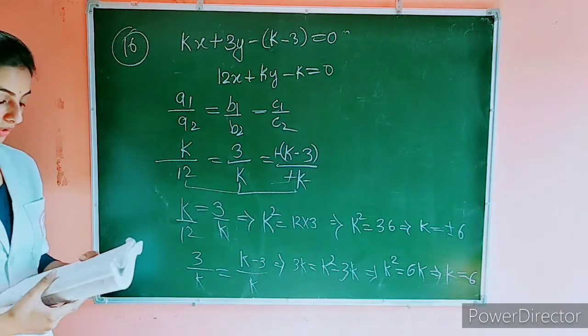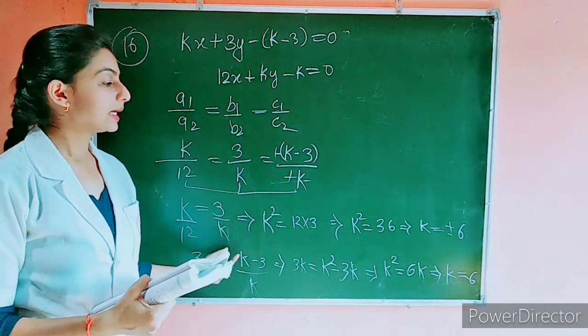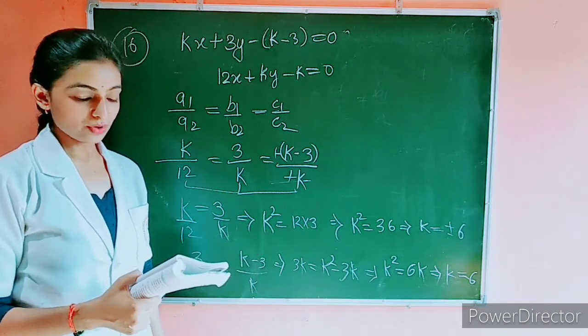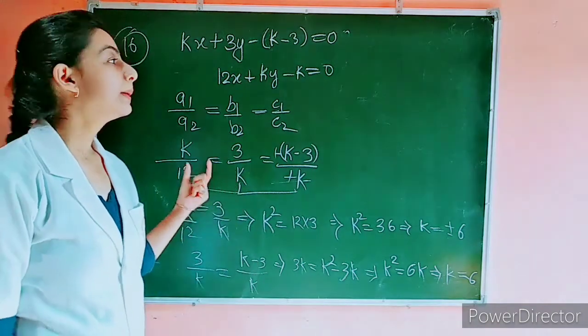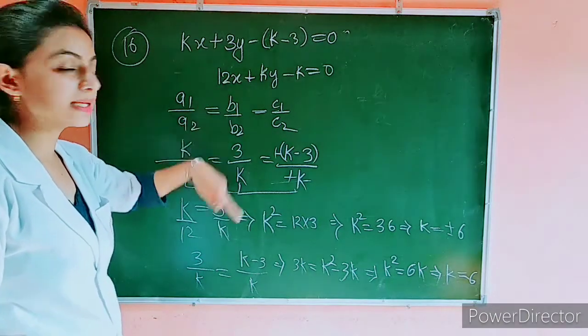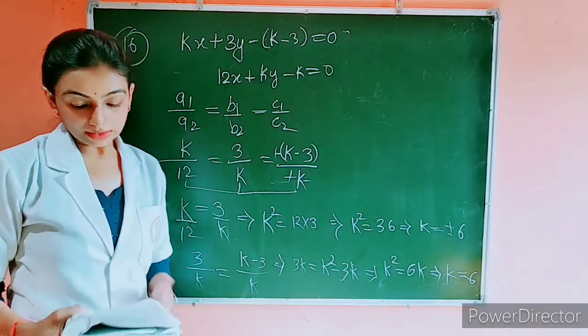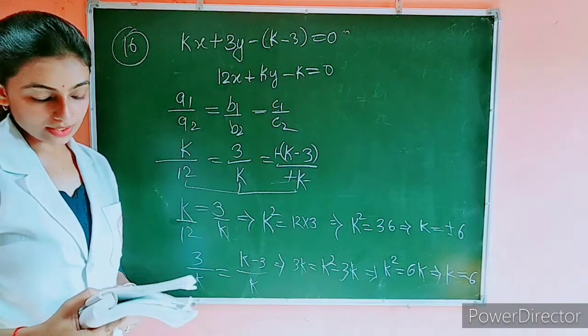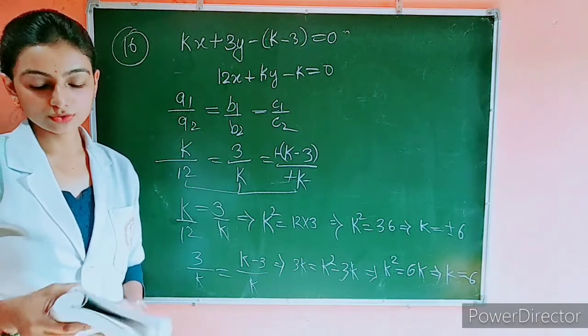So the value of k that satisfies both conditions is k = 6. For this value, the pair of linear equations has infinitely many solutions. If you put 6 in place of k, the lines will be coincident. Now please solve these questions.